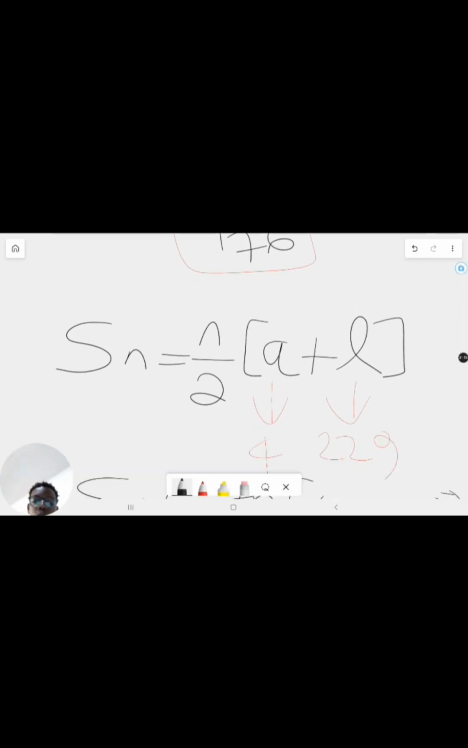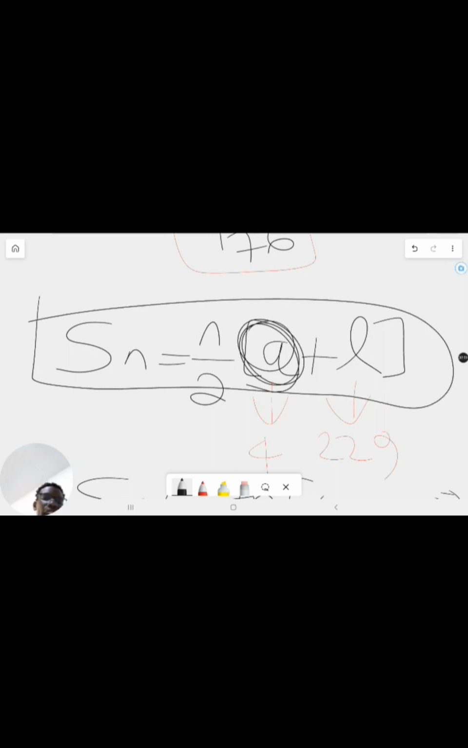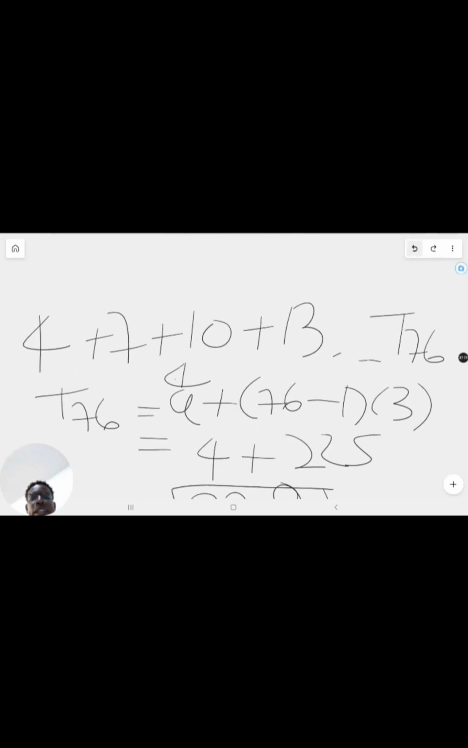Now, you can only use this equation if you have the first and last term. If you've got A and L and you don't want to use the first equation that we used, then you can use this equation. Nothing is wrong with using it. It's going to give you the same answer. So this is what an arithmetic series is. You've got these two equations, and you can use either one to get to your answer. This is how you go about solving arithmetic series.